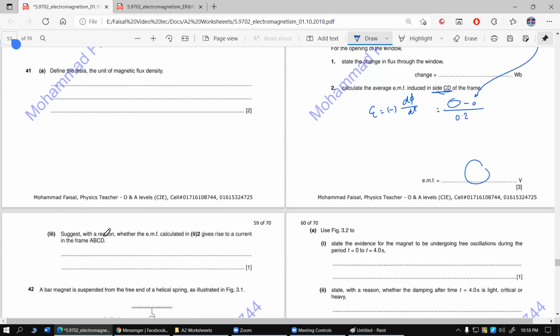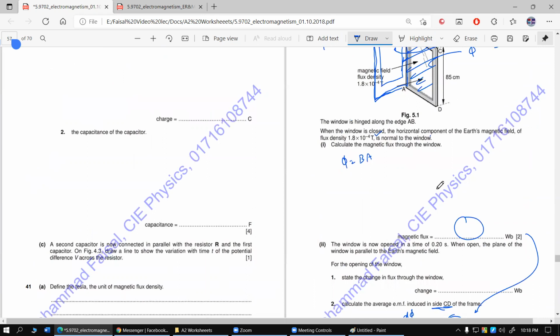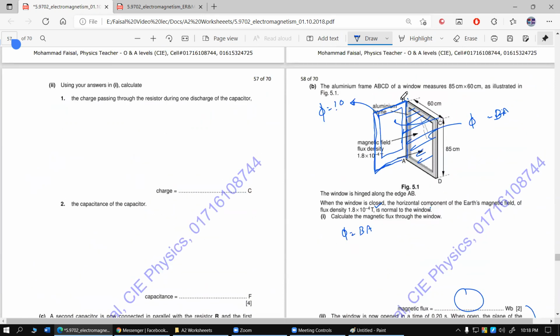To suggest the reason whether the EMF calculated in 2 gives rise to current in the frame ABCD. Of course, it gives rise to current in the frame ABCD because this is a closed loop. Whenever an EMF is induced in the part CD, this will produce a current in the entire coil. ঠিক না?